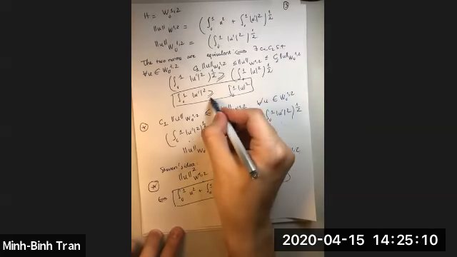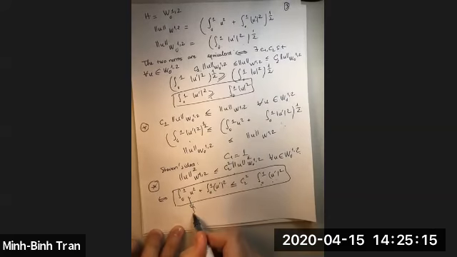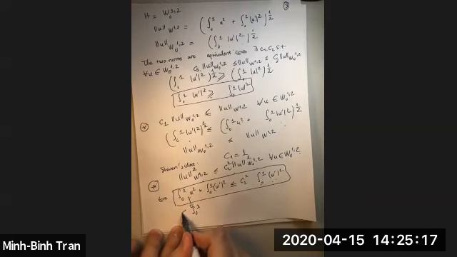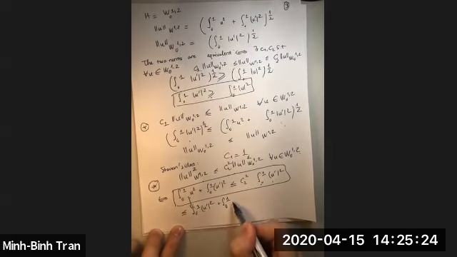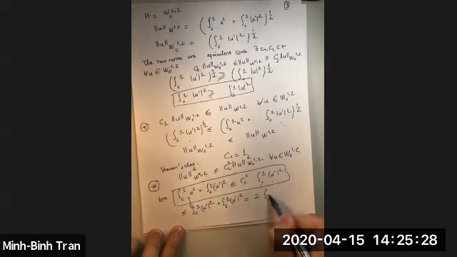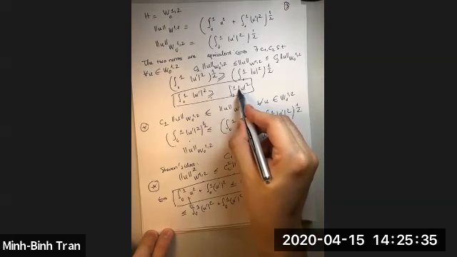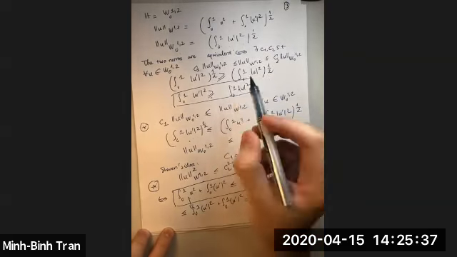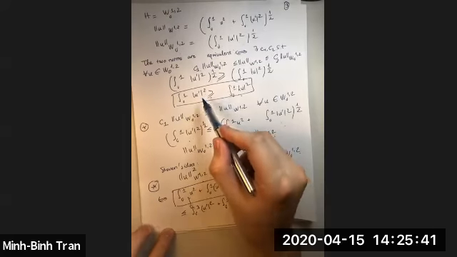Why? Because from this inequality, you know that this is smaller than the integral from 0 to 1 of u prime square. And here you have another term, which is the integral from 0 to 1 of u prime square. So that gives you 2 times the integral from 0 to 1 of u prime square. This is because of the Sobolev embedding theorem. The Sobolev embedding theorem says that the L2 norm of u is smaller than the L2 norm of u prime.